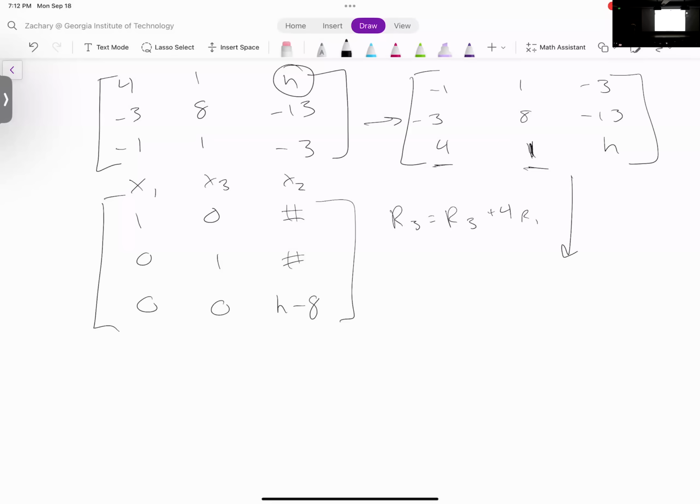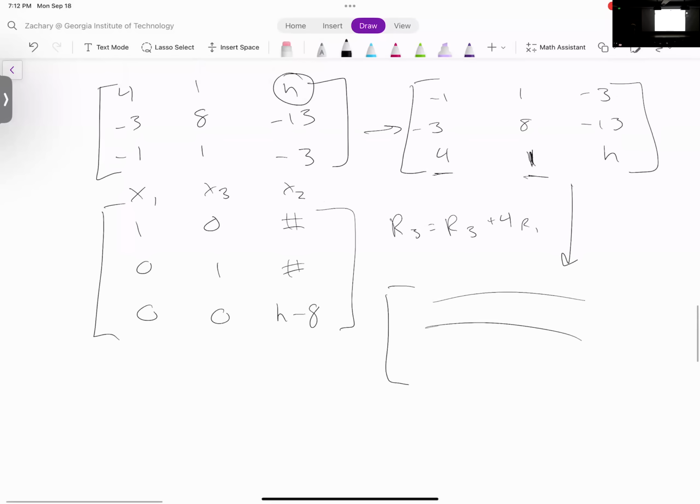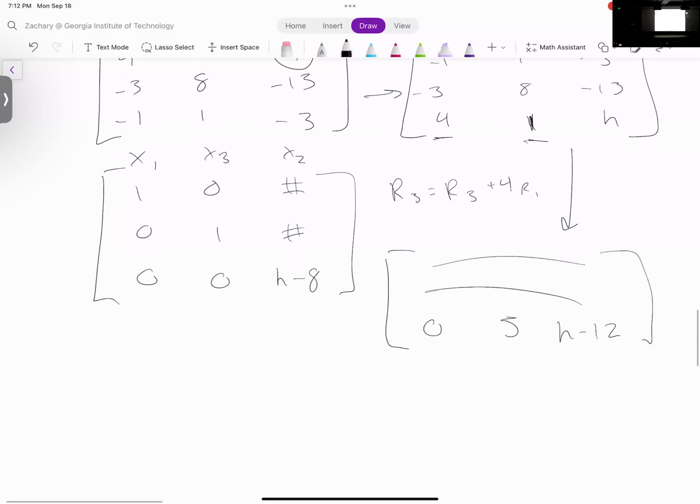From here, I'm going to leave the first two rows exactly the same. We're going to get 0, we're going to get 5, and we're going to get H minus 12. And from here, you do the exact same process to get rid of the 5. Then from there, you'll get it to be H minus 8. Does that make sense? Okay, cool.